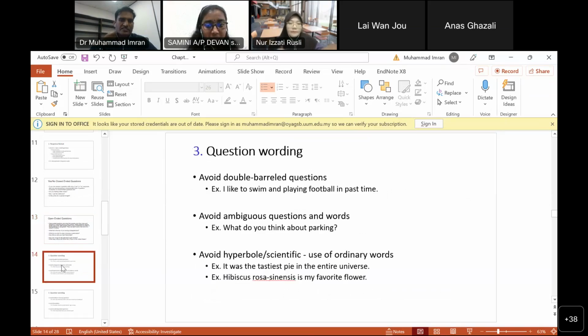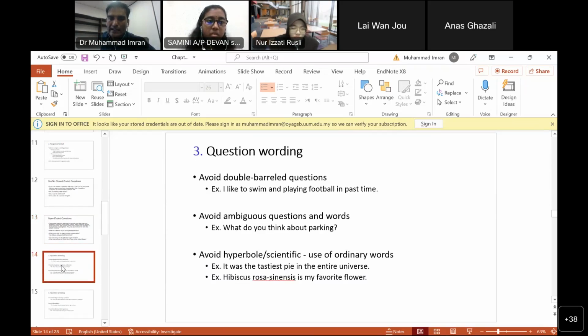Here, the third one is the question's wording. It should be readable and understandable. Avoid double-barreled questions, meaning double meaning. Your question should not have a double meaning.